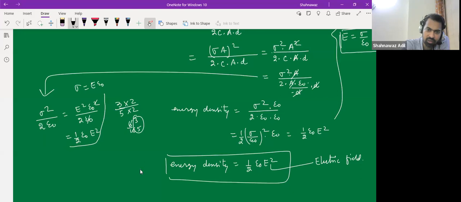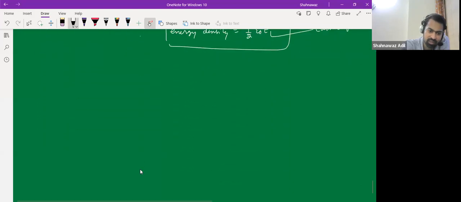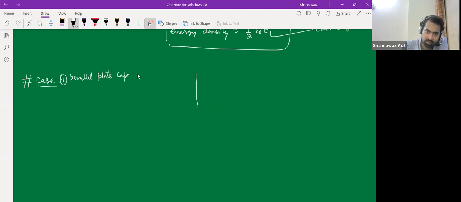Yes, sir. Okay, so now let us just remember these things. This will be very useful in problem solving. So first case, we have a parallel plate capacitor, right? First, a parallel plate capacitor, and it is connected with the battery.